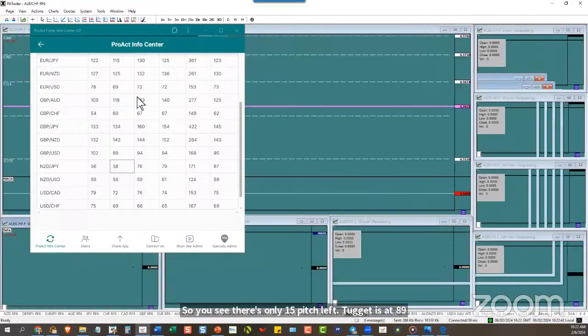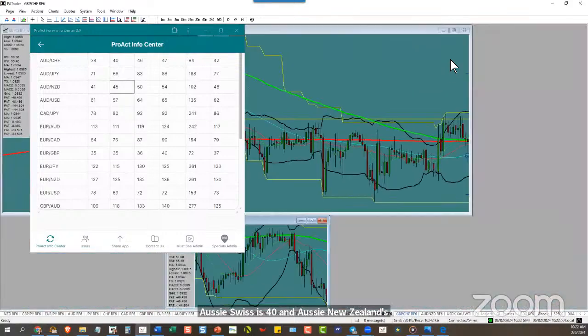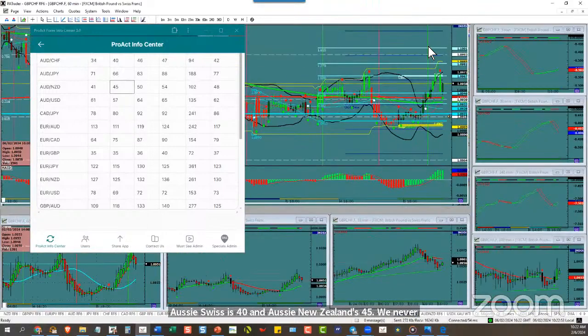Aussie Swissy and Aussie New Zealand both have too low an ATR. Aussie Swissy's 40 and Aussie New Zealand's 45. We don't have 55 pips right now, so we can't trade them. They're great when we get them, but there we go.